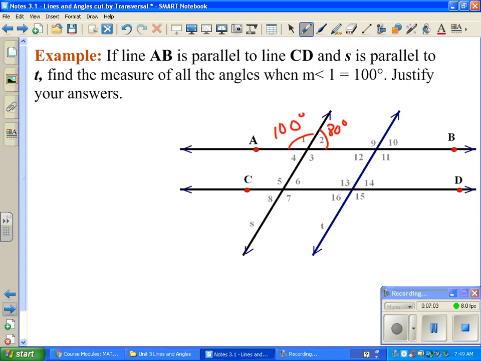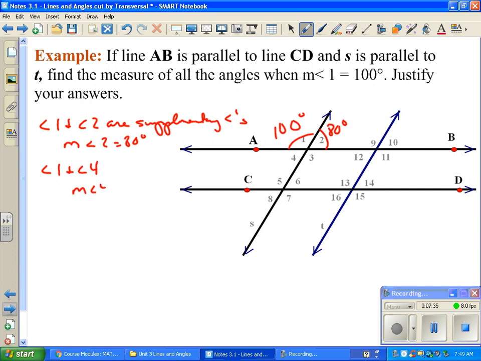So I could say angle 1 and angle 2 are supplementary. So you can name the angle pair, then name the angle that you're finding the measure of, and tell how much it is compared to the other one. And I want you to try to compare every time to angle 1. So I could do that same thing with angle 1 and angle 4. I could say they're supplementary, and that makes the measure of angle 4 80 because angle 1 is still 100.